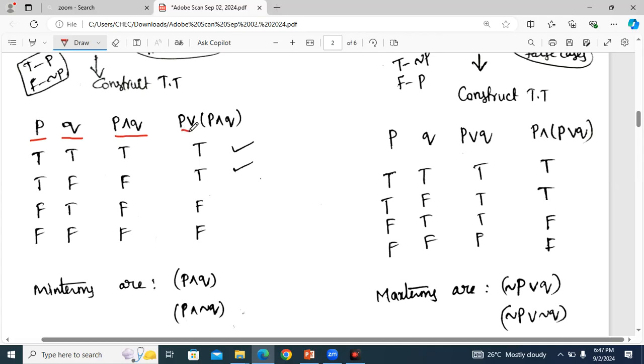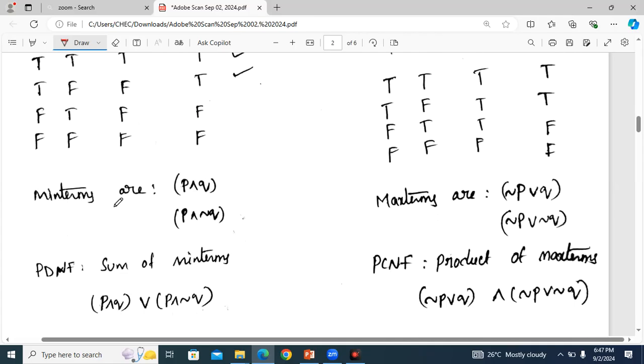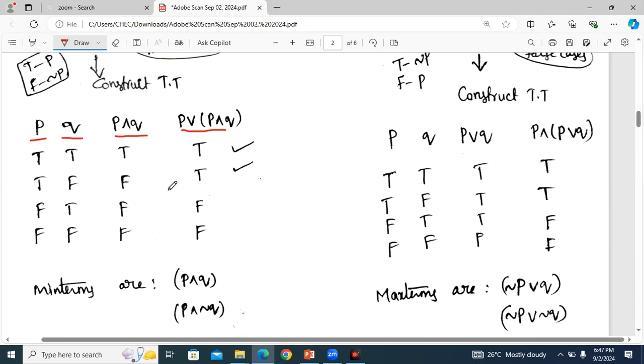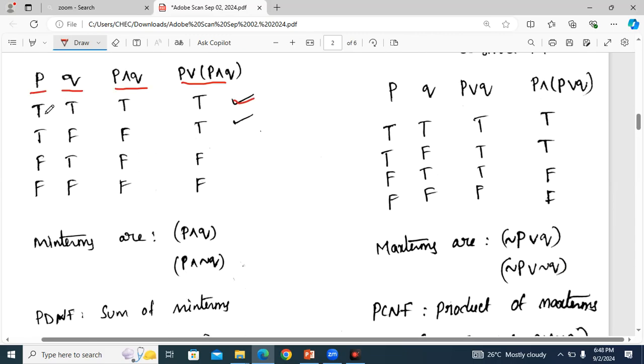Okay. So now we consider min terms for this truth table. We consider the true cases. How many true cases are there? Two true cases. For these two cases, we consider min terms. Here true stands for the variable and false stands for the negation. So in the first case, the truth values are true, true. That means the first min term is the conjunction of P and Q.